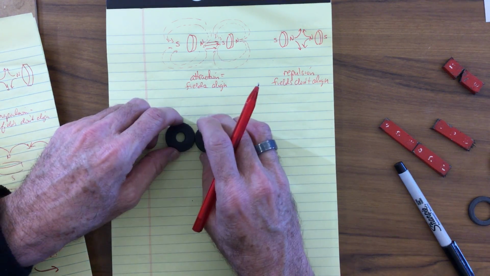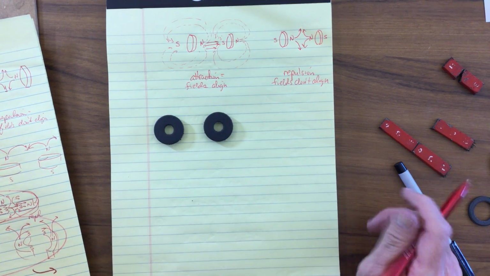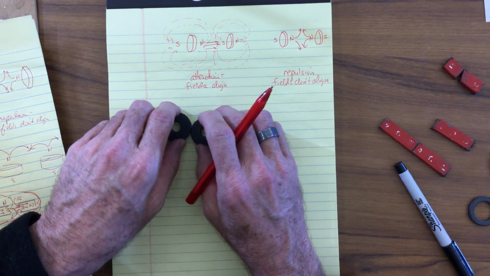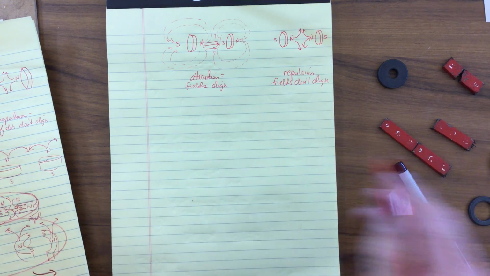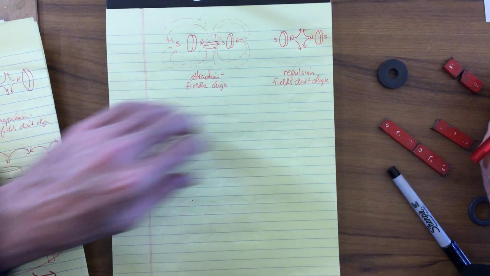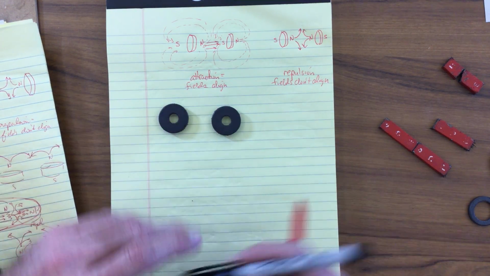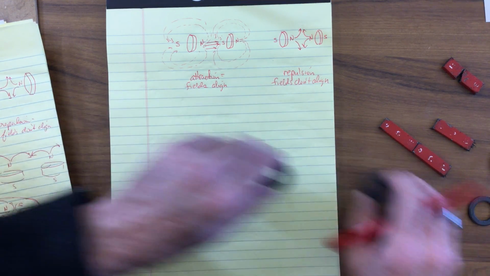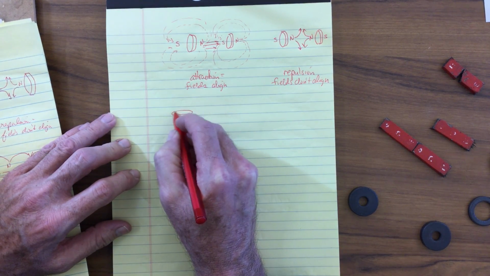Okay, so why are they attracted here versus repelling like this? What we have to do is draw their magnetic field lines. For them to be attracted to each other, this has to be the north, and this has to be the south. So we can draw these side by side, like this.